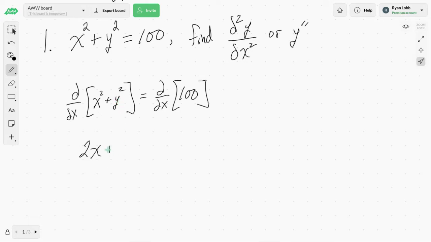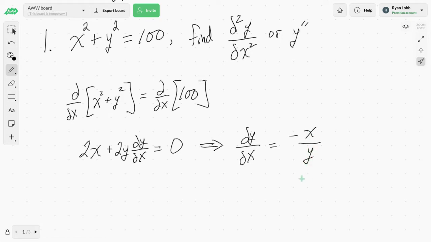So we get plus 2y, and then using the Leibniz notation would be dy/dx. Now, if we're using prime notation, it'd be 2y prime, equals 0. So that first step initially is the same. Now at this point, we want to solve for dy/dx. So this would imply, some pretty basic algebra here, dy/dx is then equal to, if we simplify, negative x over y. That's our first derivative.